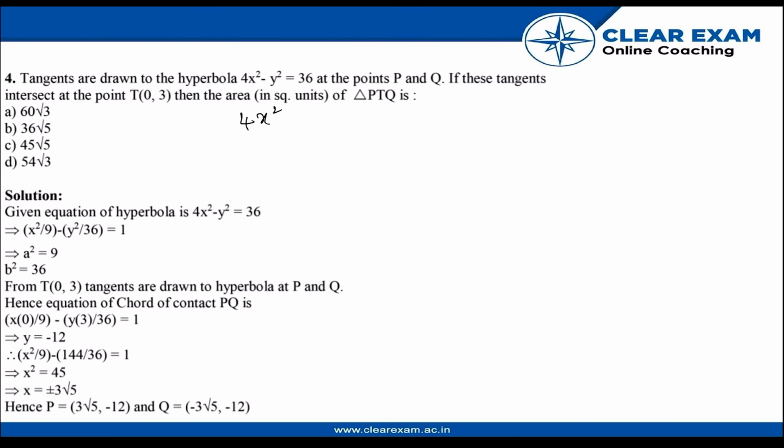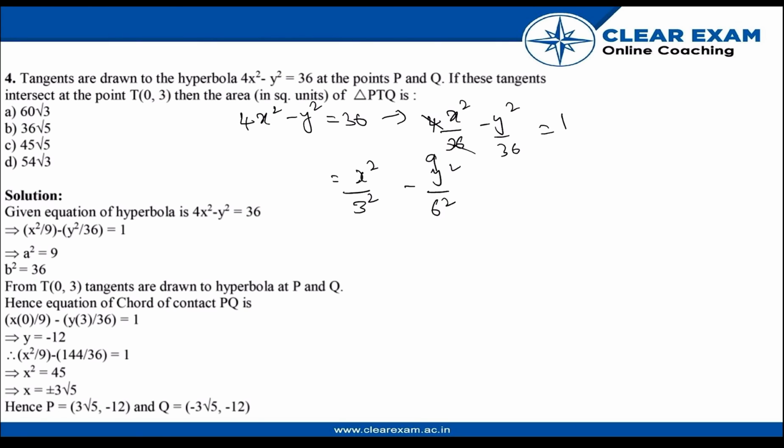4x square minus y square equals 36. So first let's try to make this into an ideal hyperbola equation. So divide this by 36, we get x square upon 9 minus y square upon 36 equals 1. So we can say x square upon 3 square minus y square upon 36, that is 6 square, equals 1. I compare this to the ideal hyperbola equation, that is x square upon a square minus y square upon b square equals 1. So we have a equals 3 and b equals 6.